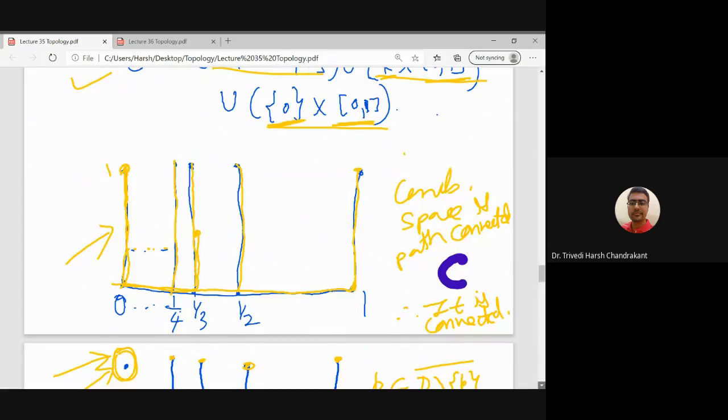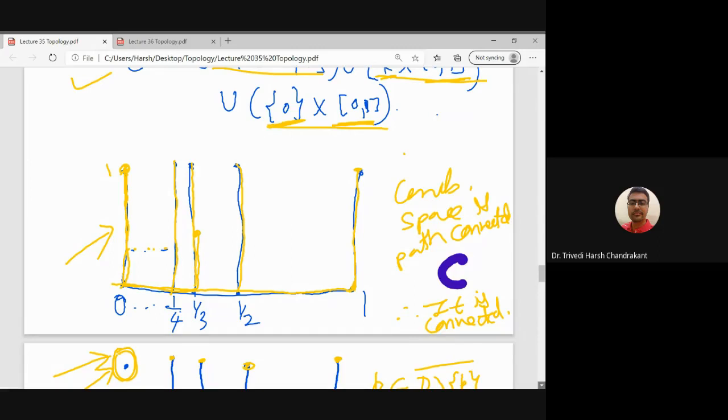It is defined as all these vertical lines at 1, 1 by 2, 1 by 3, 1 by 4 and so on, and also at x equal to 0. And we have the horizontal line also, that is from 0 to 1 on the x-axis. This collection of all these points is a comb space, and clearly we can see that if you select any 2 points, then you can join them by a path.